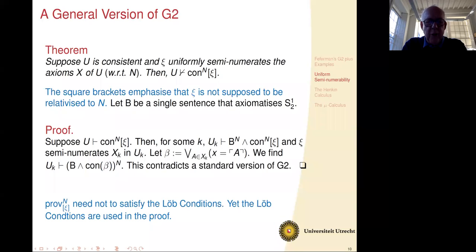And so it follows that UK proves B and con beta N, where con beta is really the consistency of UK. But now we are home, because this is the second incompleteness theorem for finitely axiomatized theories. Take any of your favorite proofs. So this contradicts the standard version of G2, and we are done. The main thing here is this formulation of the notion of uniform semi-enumeration that does the trick, because as soon as you have it, the proof is completely simple.